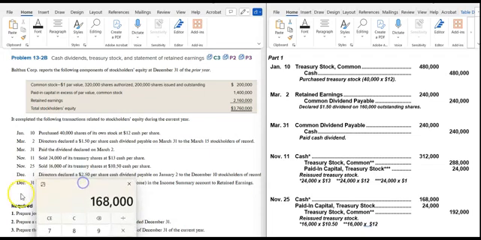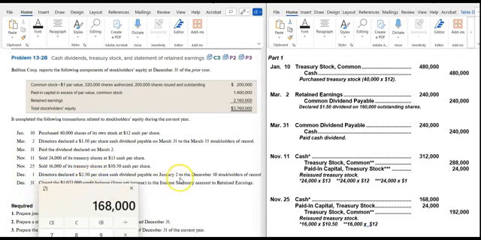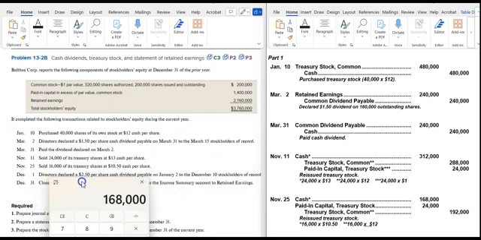All right, December 1st, the directors declared a $2.50 per share cash dividend payable on January 2nd to December 10th stockholders of record. All right, so they're making another dividend declaration. The company is obligated to pay this dividend now. They need to decrease retained earnings for the amount of the dividend and record a liability.